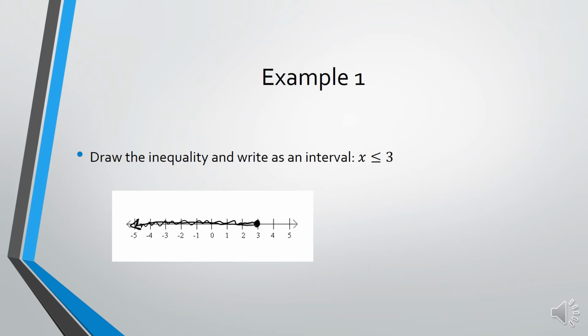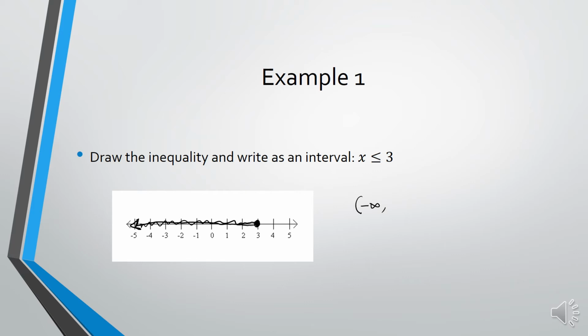Now for my interval, I want to say what's the smallest that x could be. So how far left does the picture go? Well, it goes on forever. So the smallest that x can be is negative infinity. And we always use parentheses with infinity because you can't equal infinity.